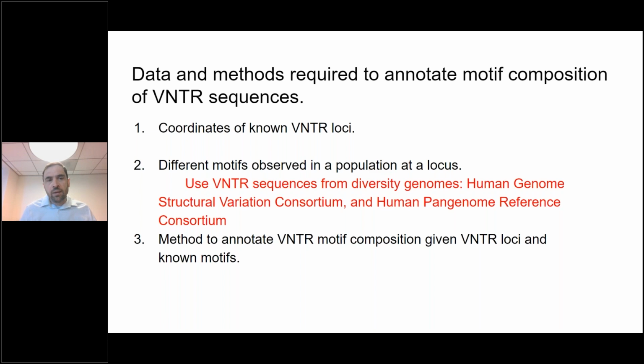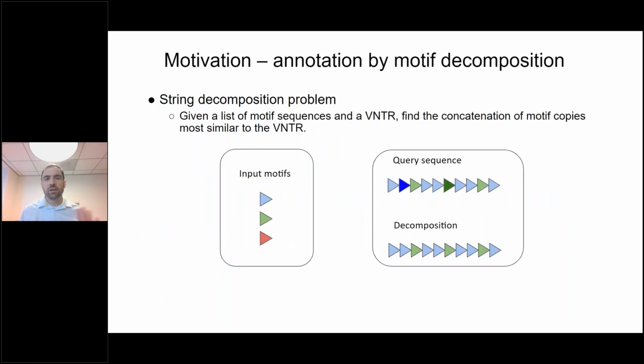And then the next step is how do we get the different motifs observed in the population at a locus? Our approach is to essentially take these diversity genomes that have been sequenced by either the Human Genome Structural Variation Consortium, again 64 haplotypes, or the Human Pangenome Reference Consortium, which has a rapidly growing number of assemblies. It should be at about 150 in the relatively near future. And we take the observed VNTRs to define what motifs construct VNTR alleles across populations. Then I'll get into the method for annotating VNTR composition in a bit.